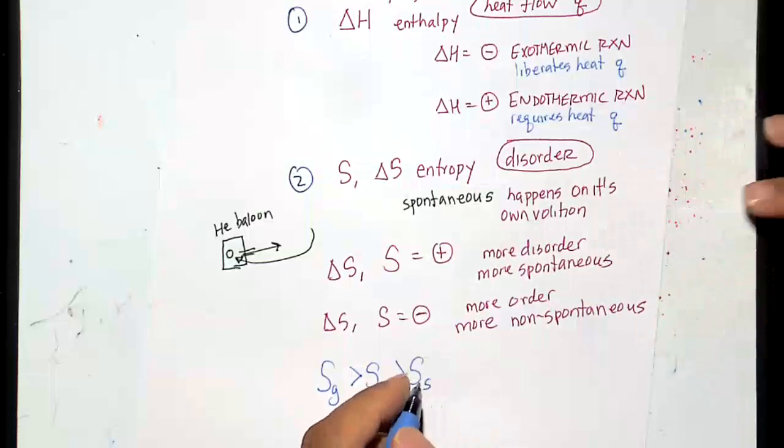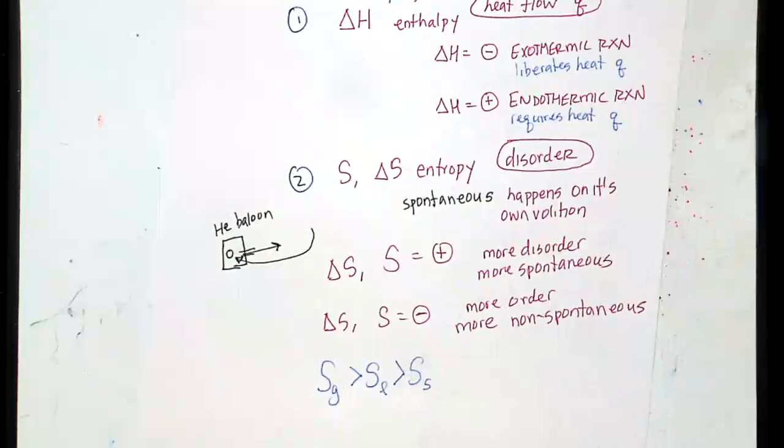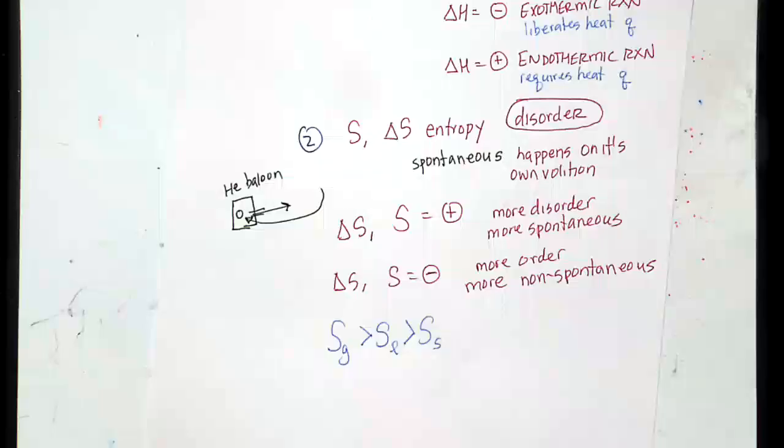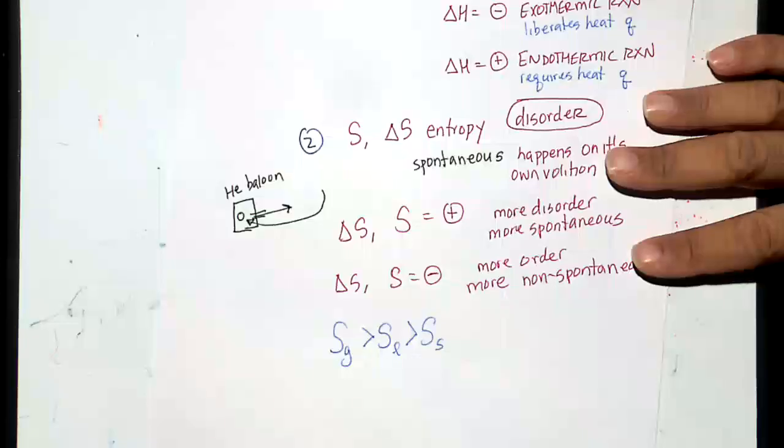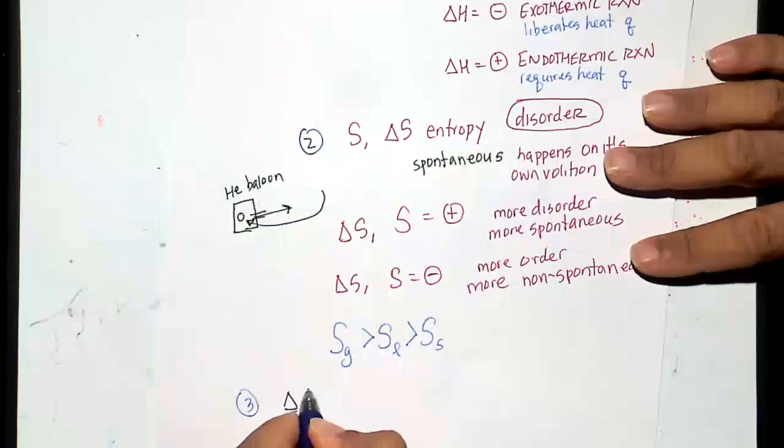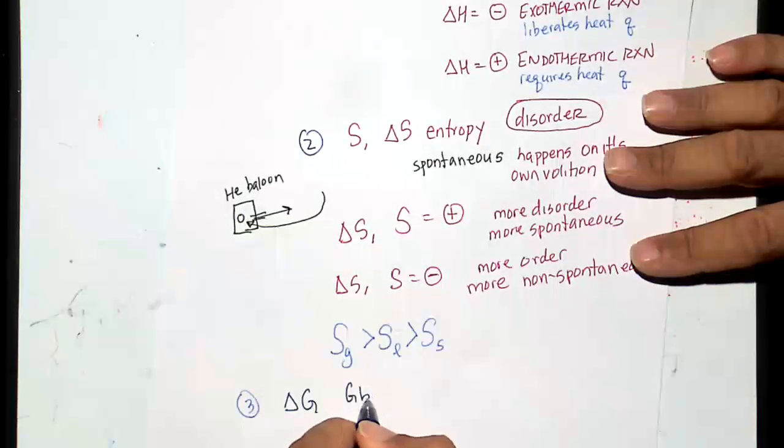And solids tend to be very ordered. Just look at a solid under a microscope. All the atoms are arranged like a lattice, nice and neat and organized. So a gas has more disorder than a liquid, which has more disorder than a solid. All right. So all of these come together in number 3, and that is the final judge, which is delta G. This is called Gibbs free energy.